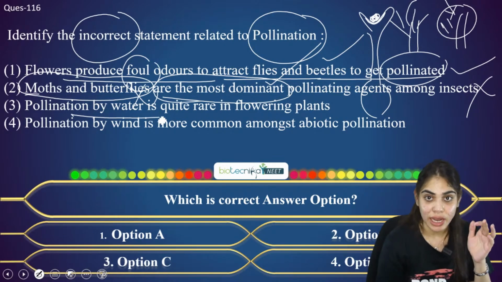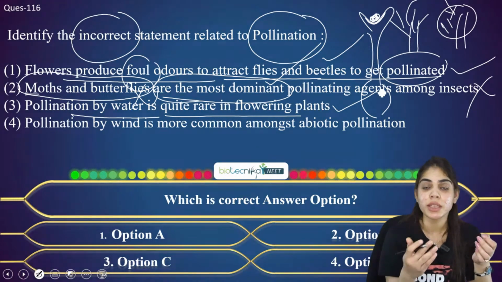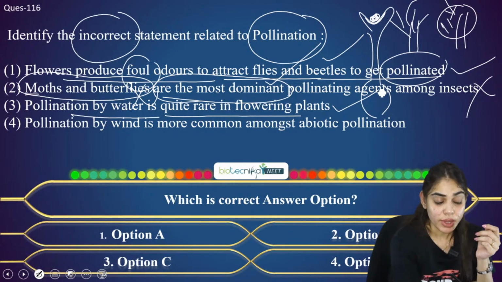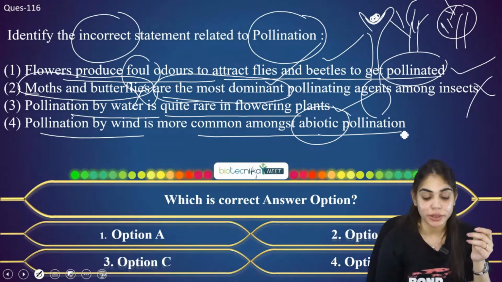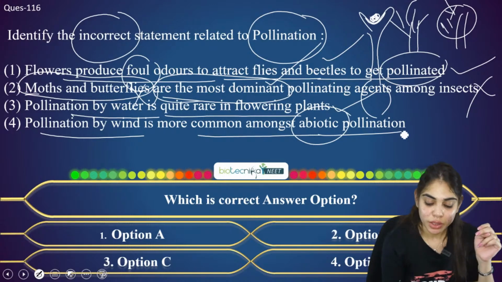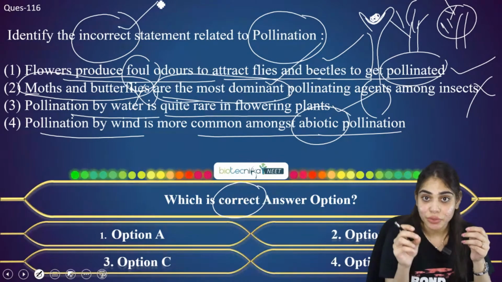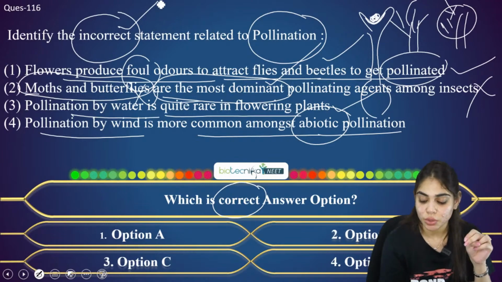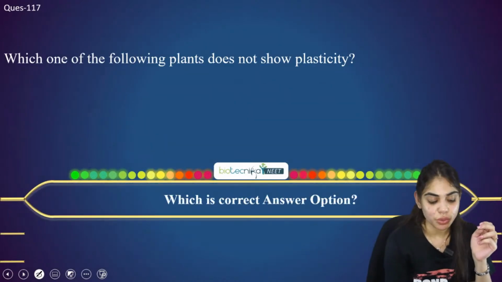Pollination by water, that is hydrophily, is quite rare in flowering plants. Yes, it is very rare, because most of the time insects such as bees help in pollination, or wind helps. So pollination by wind is more common amongst abiotic pollination. So all these options are correct except the second option. You have to select the incorrect option. Now what is the incorrect option? That is option 2. So the right answer is option 2, that is option B. Now let's move to question number 117.